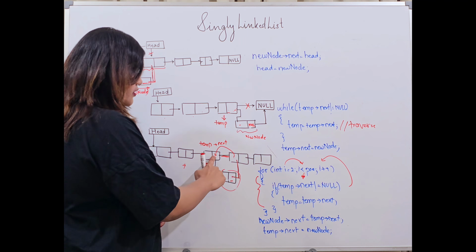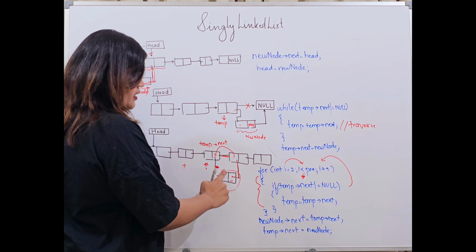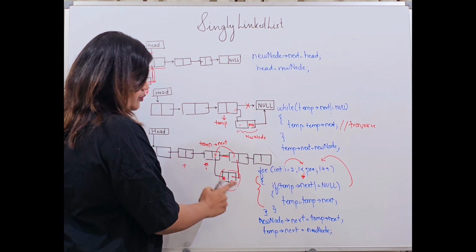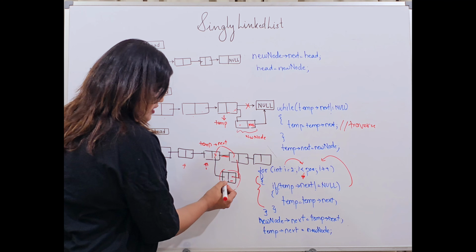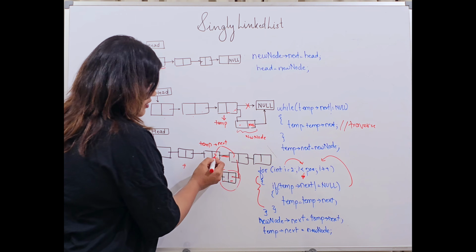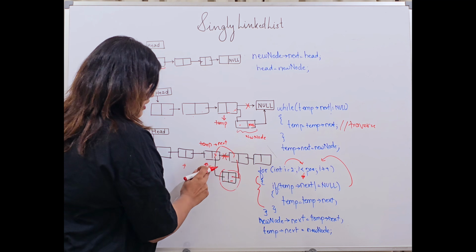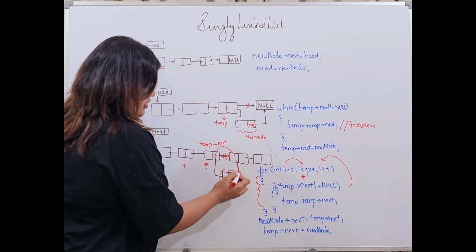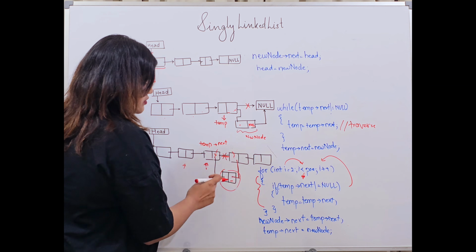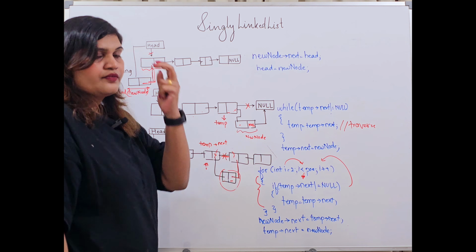After that, temp next. Now I need the value here also. What value should be there? This. Temp next will be what? New node. So temp next is new node. New node is connected to temp. So this connection is removed. This connection is established and this connection is established. So you have only this new node connected.